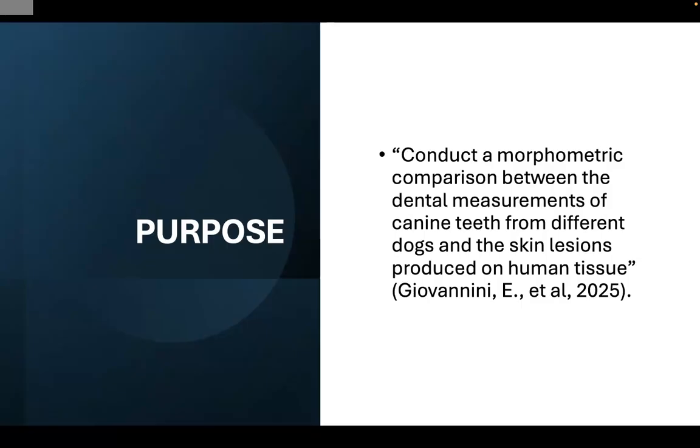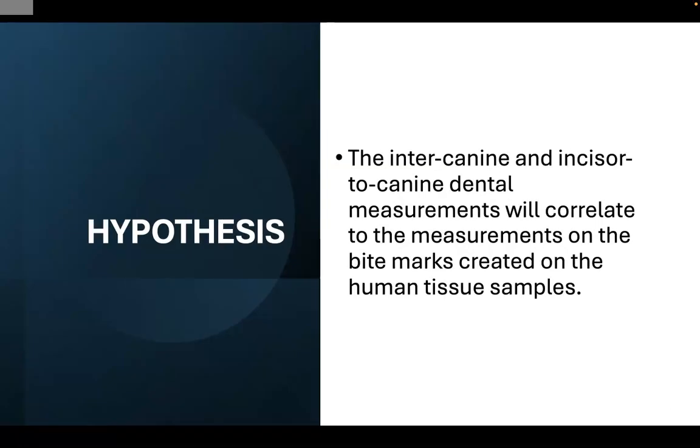The purpose of the study was to conduct a morphometric comparison between the dental measurements of canine teeth from 20 different dogs and the skin lesions produced on human tissue. I identified the hypothesis to be that the inner canine and incisor to canine dental measurements will correlate to the measurements on the bite marks created on the human samples.